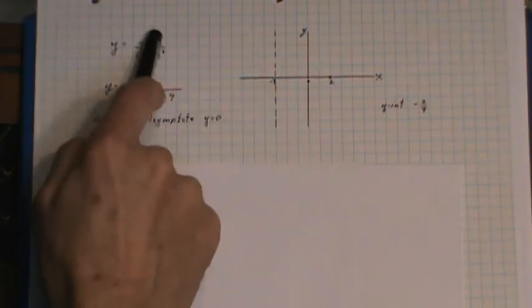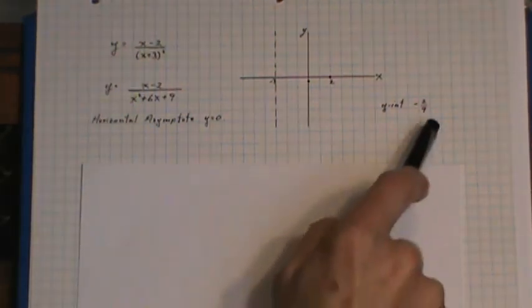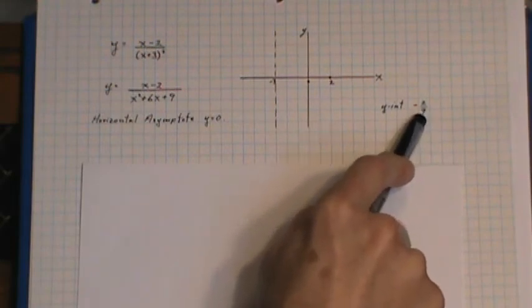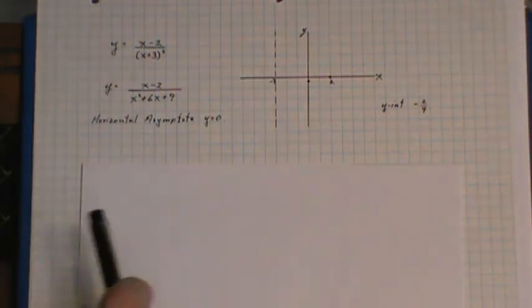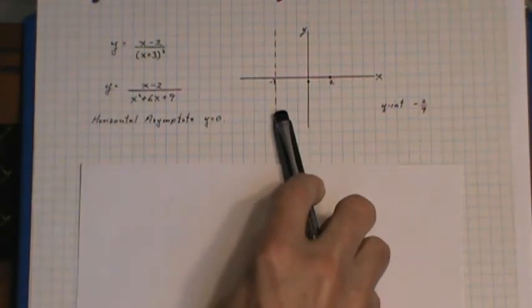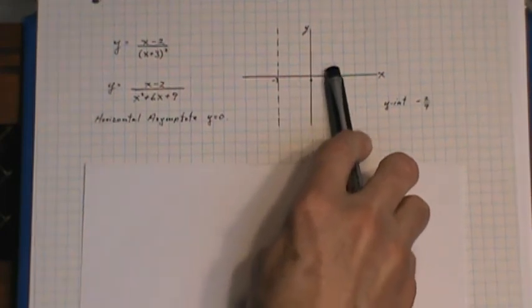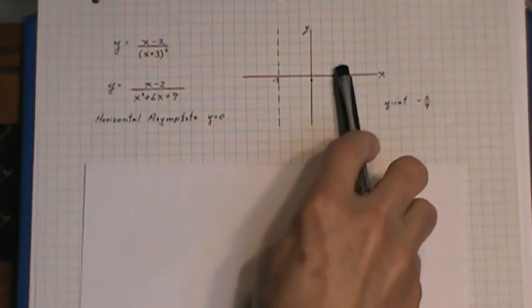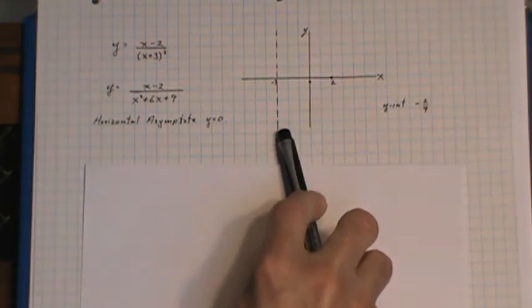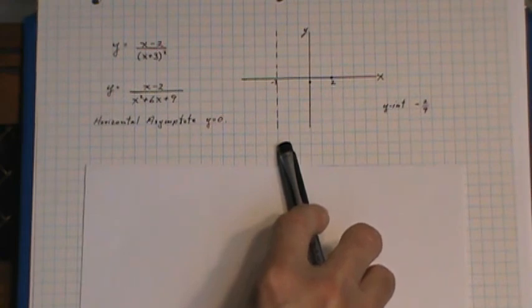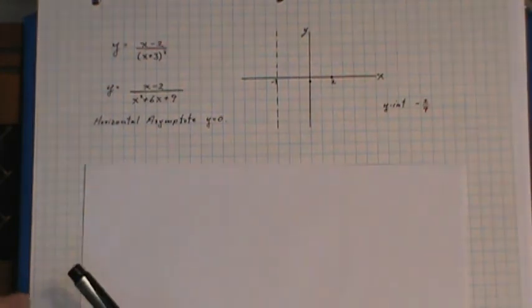X-intercept 2 because the top becomes 0 when x is 2. Y-intercept, a little bit awkward, -2 over 9, because when you put a 0 in here you get -2 over 9. So you see the curve is coming up through these 2 points, heading up above the x-axis, coming down on this side of the vertical asymptote, which means it should also be coming down on the other side.